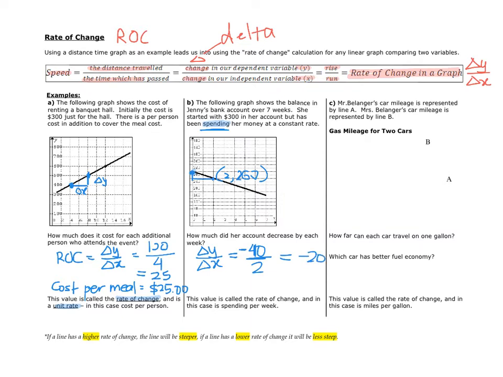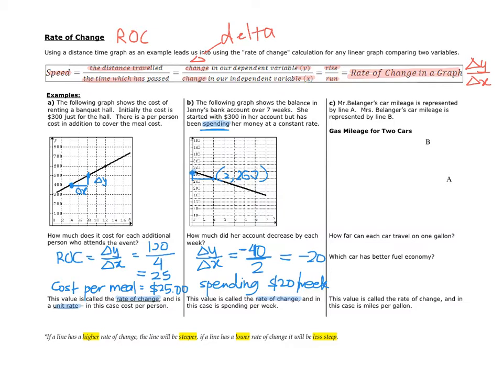So that means that she is spending $20 per week. Oh, not month, sorry, week, because this is over 7 weeks. So this value is called rate of change again, because now we are talking about how much she is spending per week, and that's it. So for now, for the next graph, it didn't print very well.